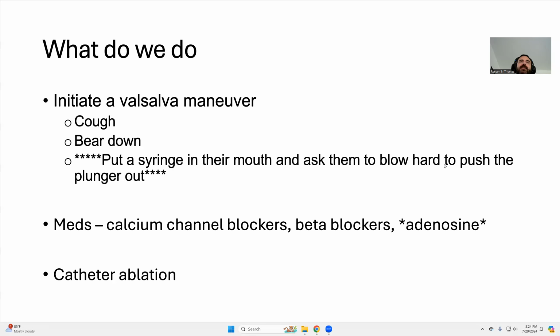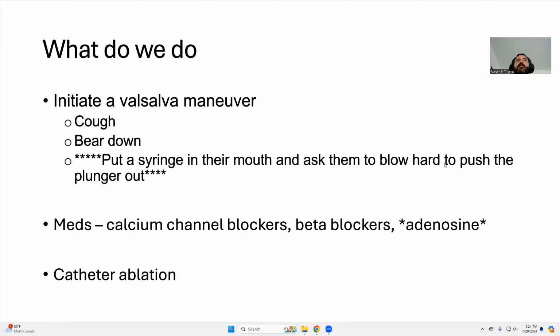But the reason that's sometimes a good method to use is if you just tell somebody to bear down really hard, they might not really understand what you're saying. But with the syringe, you put it in their mouth and it's a lot more concrete to them. Like, okay, I'm trying to blow the plunger out of the back of the syringe. It gives them almost like a goal to reach towards. So that's the way that we do it a lot of times in the hospital. It's probably the best way to do it.